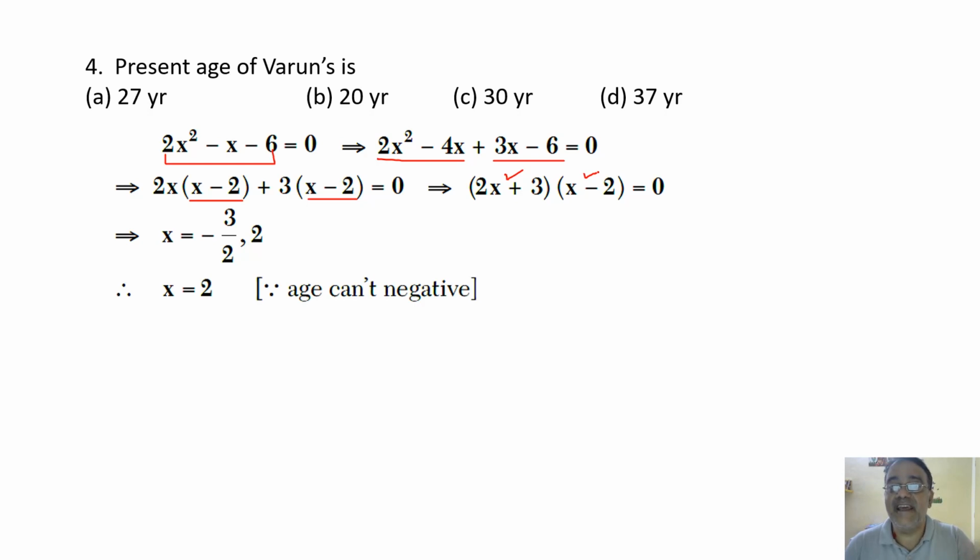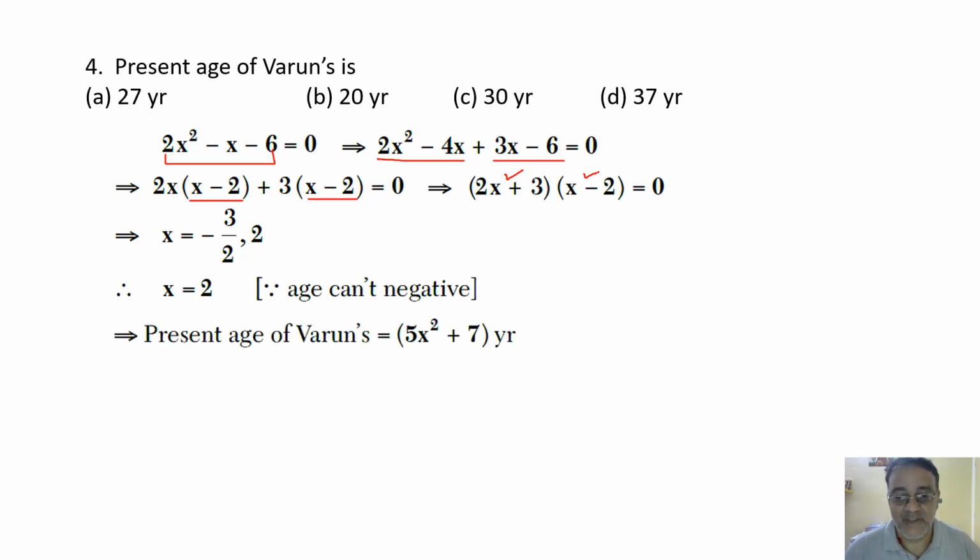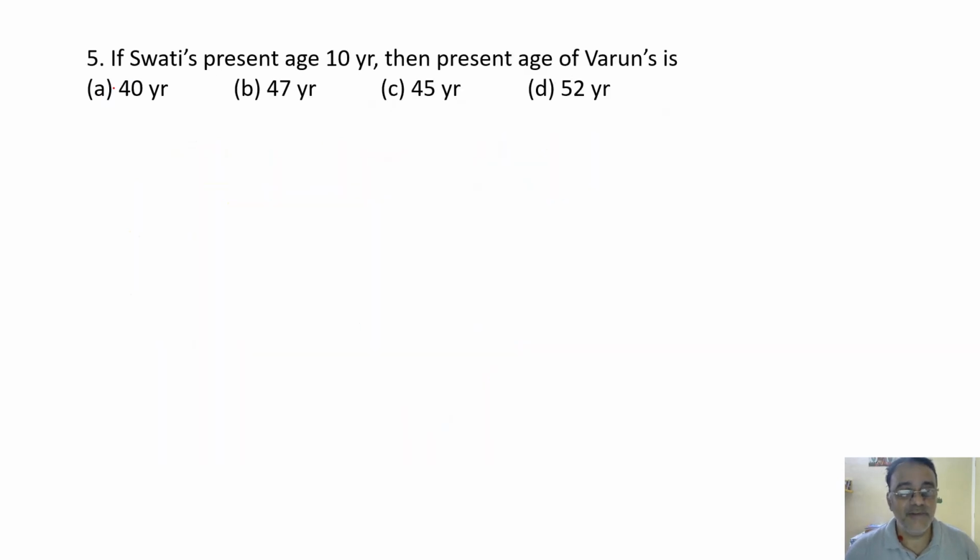So present age of Varun is 5x square plus 7. So 5 into 2 square plus 7. That is 5 into 4 plus 7. 27. Right. And the correct option is Option A. Right. Now we are moving toward the last question of this case study.